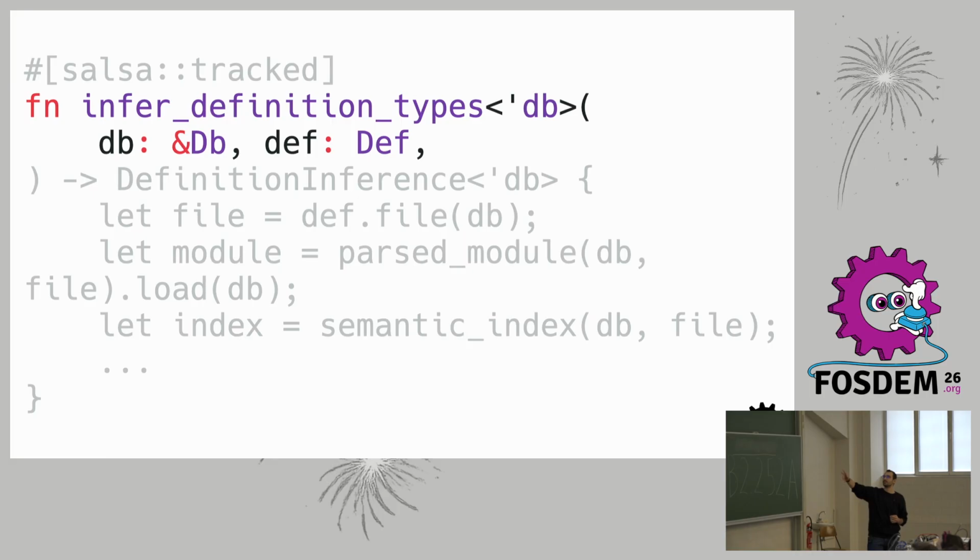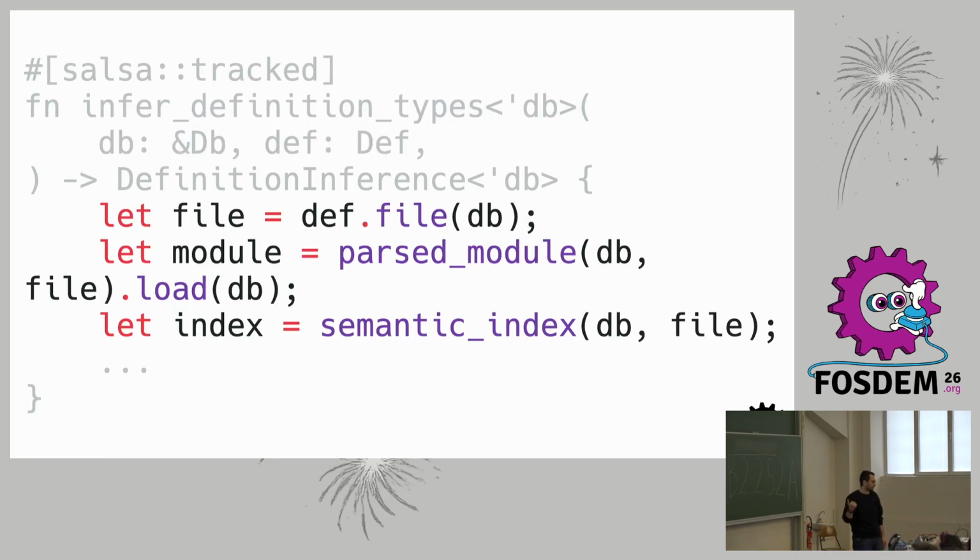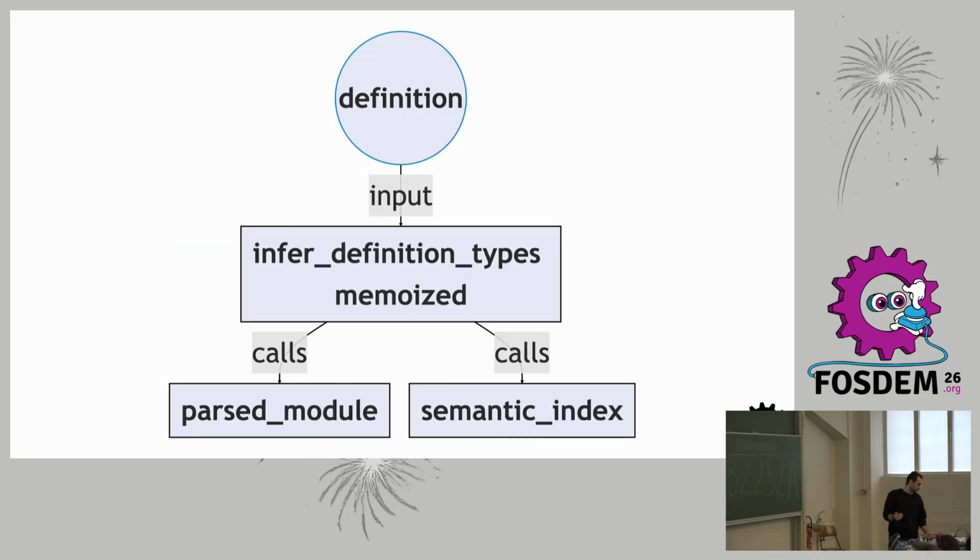And then I'm also passing a definition to it. So I want to infer the types for this definition. And inside the function, I am calling two other queries, again, parse module and semantic index. And Salsa records that this query depends on these two other queries. So if the results of these other queries change, it means that this query is also invalidated, so I need to recompute this. Otherwise, if the input is the same, these queries will stay the same, and I can reuse the compute. So you would have a graph that looks like this, with the input and the call and what it calls, and as long as those things stay the same, then I don't need to recompute the value and I can just use the cache.